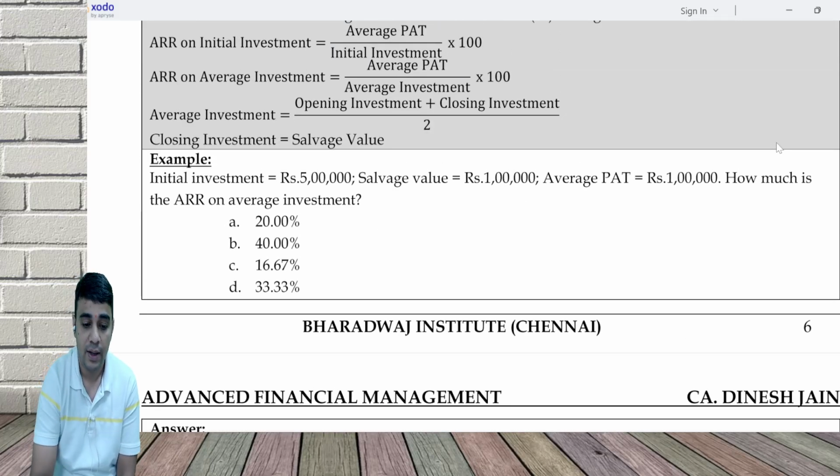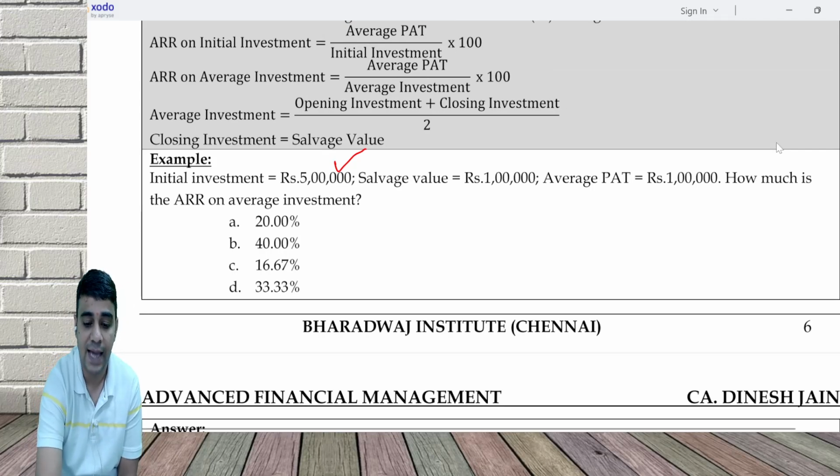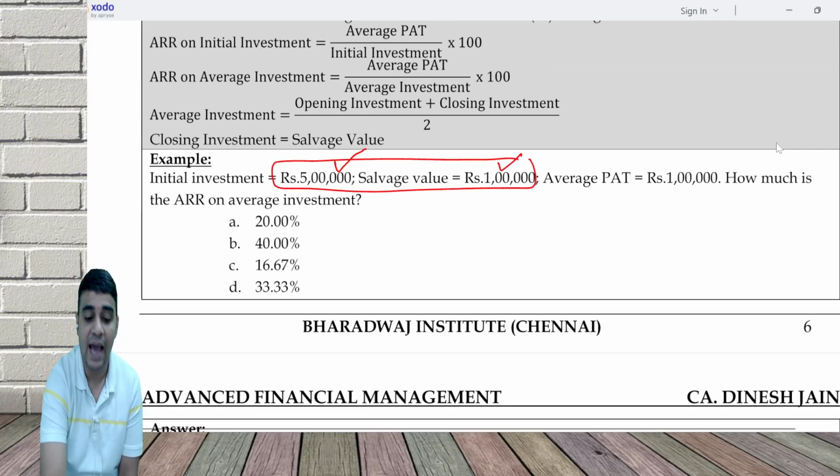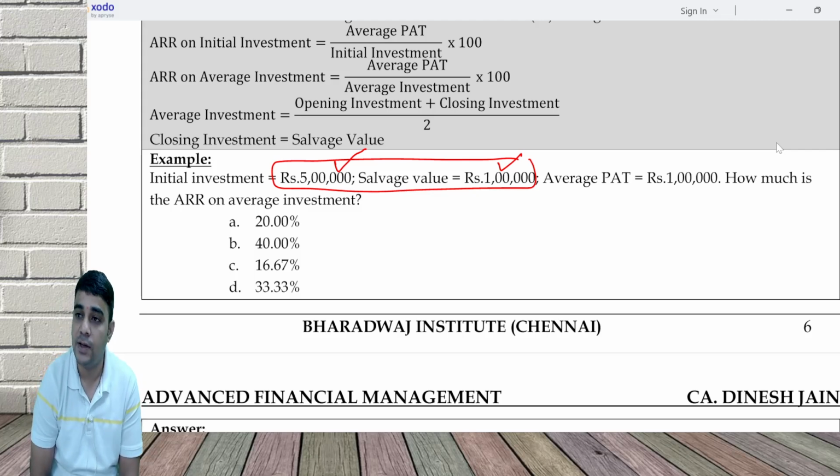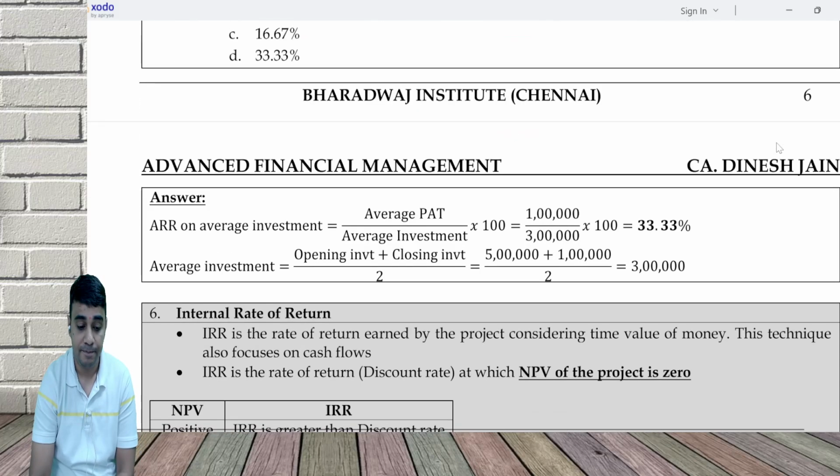Initial investment 5 lakh. Salvage value 1 lakh. Average is 3 lakh. Average profit is 1 lakh. ARR on average investment is 1 lakh divided by 3 lakh.